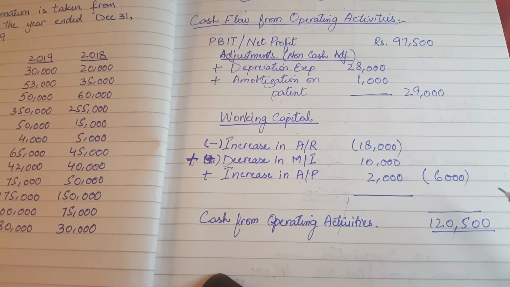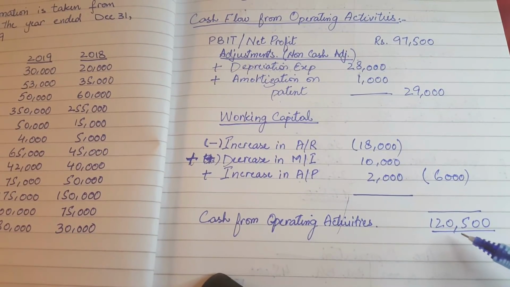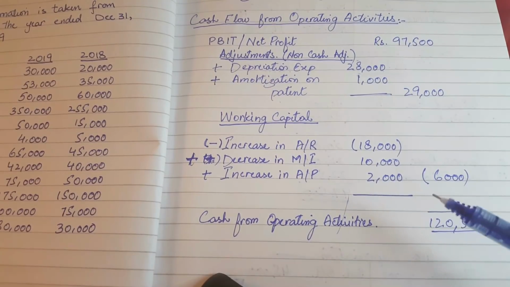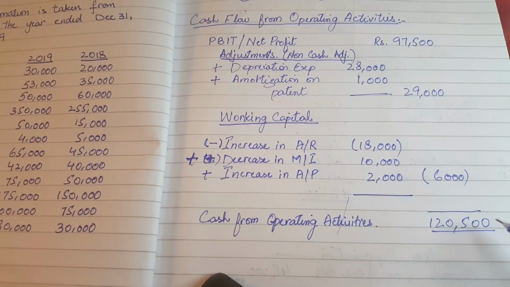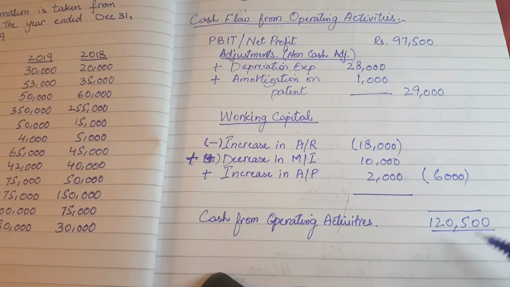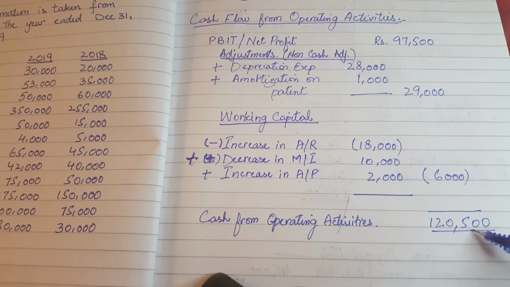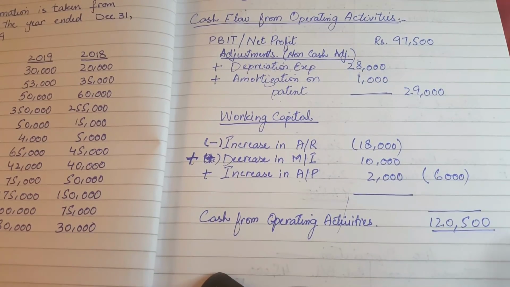So guys, here we can see that the cash from operating activities is a positive figure. It means that cash from operating activities is generated, that we have gained cash from operating activities. In the opposite case, if this figure comes negative, it means the cash is used in operating activities. The minus figure shows the amount of cash consumed, but this is the amount that we have generated through operating activities because it's a positive number.